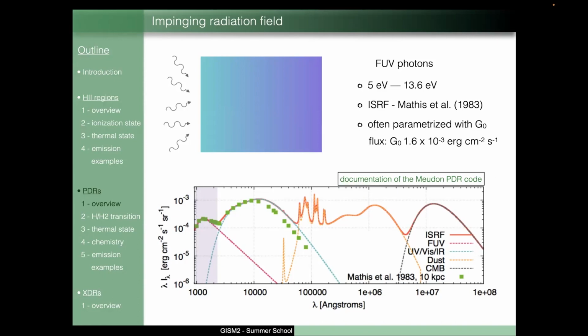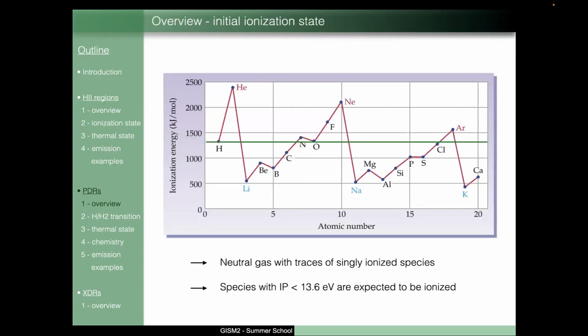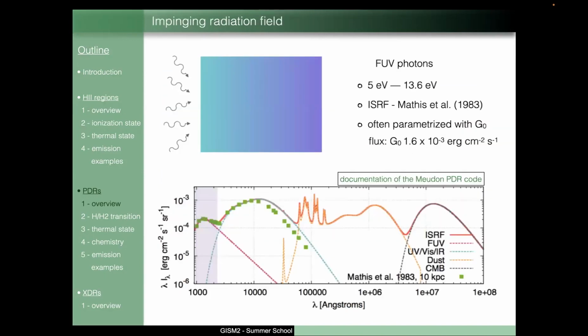So basically, what I will do here is the same. I will assume that this cloud here is irradiated by the so-called Mathis radiation field, which corresponds to the green point in this region. And I can play with this radiation field with a scaling factor called G0, okay? This is a typical way of modeling a PDR.